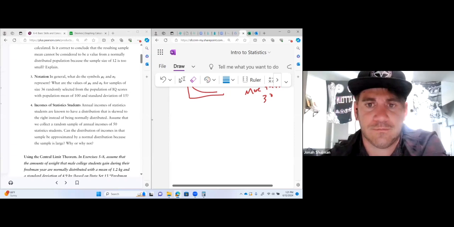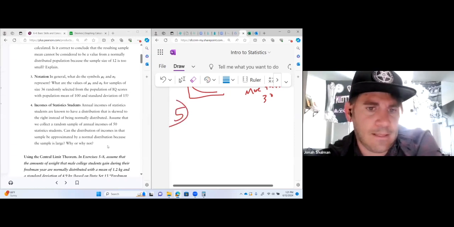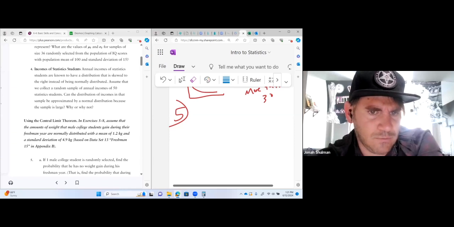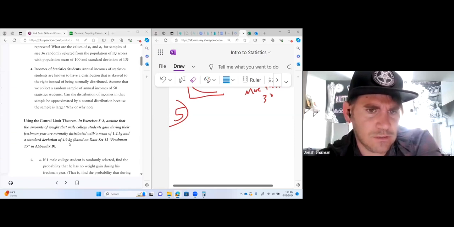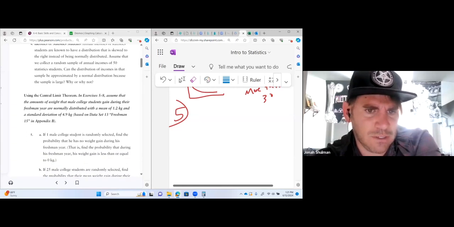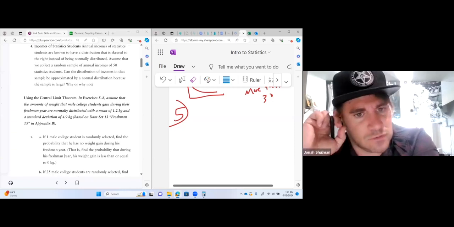Let's look at 5. Assume that the amounts of weight college students gained during their freshman year have a mean of 1.2 and a standard deviation of 4.9, to get the freshman 15 pounds. One male college student is randomly selected, and we want the probability he has no weight gain during his freshman year. That is the probability that his weight gain is less than or equal to 0.